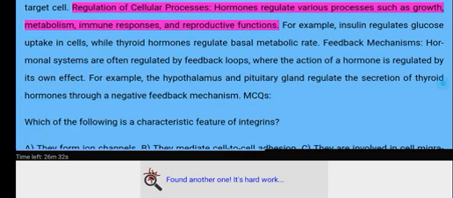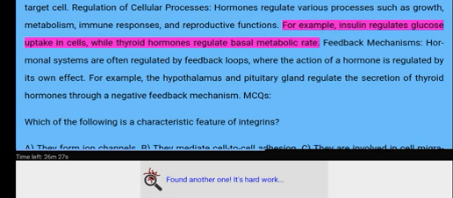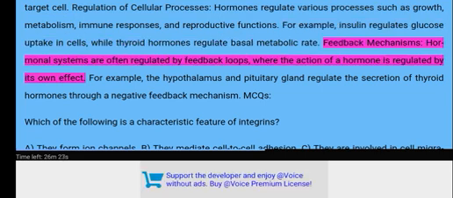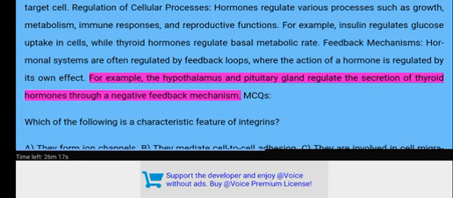Regulation of cellular processes. Hormones regulate various processes such as growth, metabolism, immune responses, and reproductive functions. For example, insulin regulates glucose uptake in cells, while thyroid hormones regulate basal metabolic rate. Feedback mechanisms. Hormonal systems are often regulated by feedback loops, where the action of a hormone is regulated by its own effect. For example, the hypothalamus and pituitary gland regulate the secretion of thyroid hormones through a negative feedback mechanism.